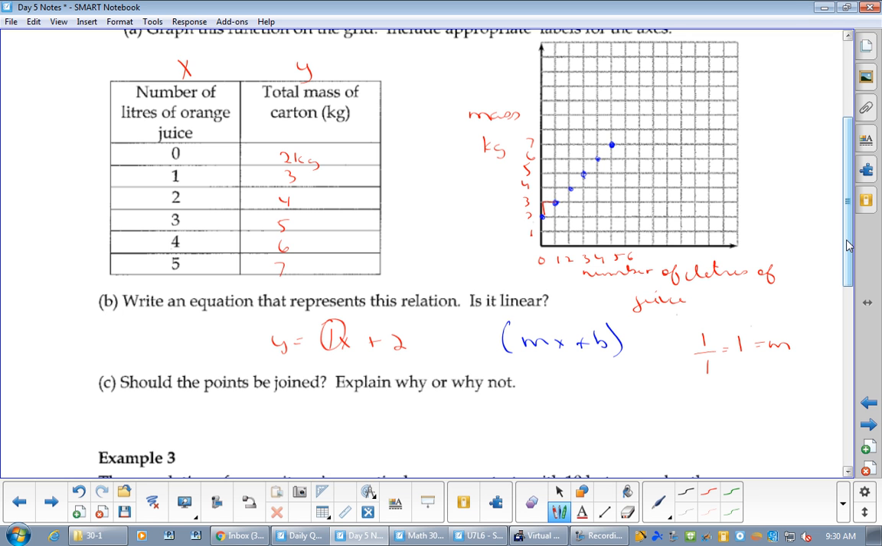Should the points be joined? Is it possible to put 0.001 liters in there? Sure is. Can we have decimal liters? Can we have decimal mass? Makes sense, right? So I would join this one because this would give me, I could interpolate in between there.